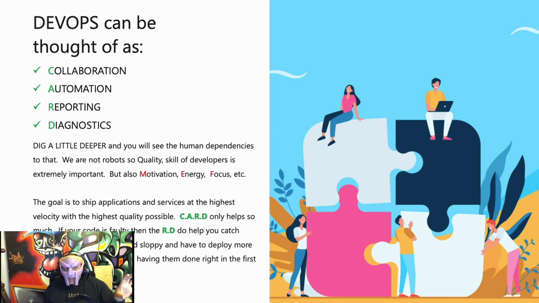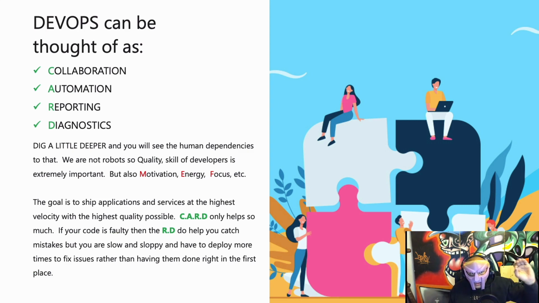The thing is, that's all about working, I'll say, with the machine part. So when you dig a little deeper, then you see the human dependencies to that. We are not robots. At least, I hope most of you aren't robots or some kind of script that's pulling up my video for some reason. So the quality and the skill of the developers is extremely important. But so is the motivation, so is the energy, so is the focus. So if we go back to the definition of DevOps, the goal is to ship application service at the highest velocity, as fast as possible, with the highest quality.